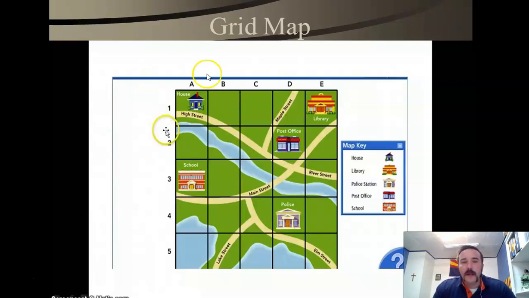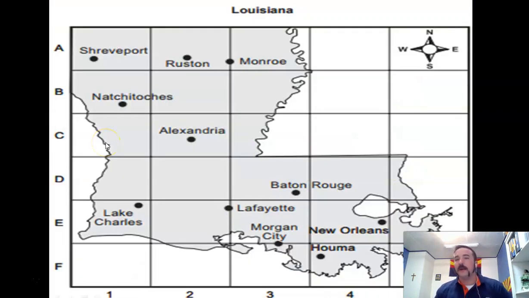And there you start with A and go to 3. Boom. The school. The best place on earth, right? And then the library is in E1, right? Now again, this is a pretty simple map. But where grid maps, in my opinion, really help out is when you have a big area of land.